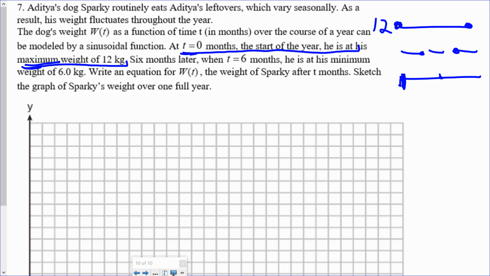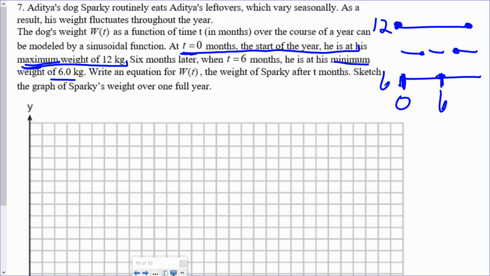6 months later, now we're talking here, this is 6. This is times 0, this is times 6, he's at his minimum weight of 6. So halfway through is 6. He's at its minimum, which is also 6.